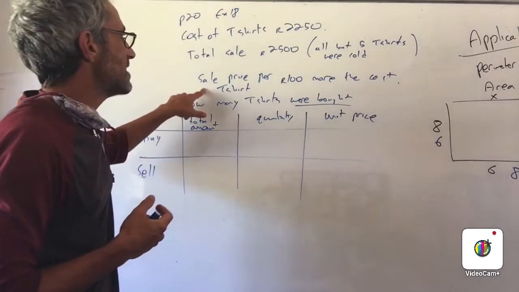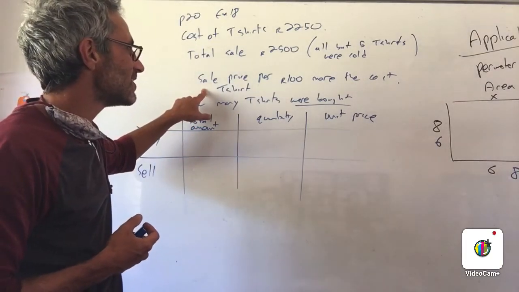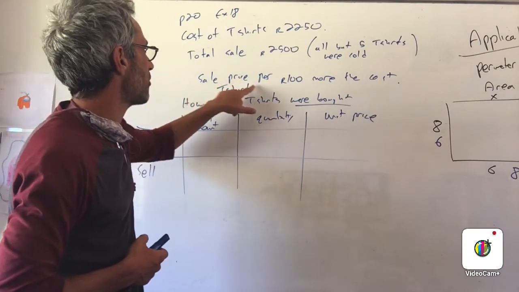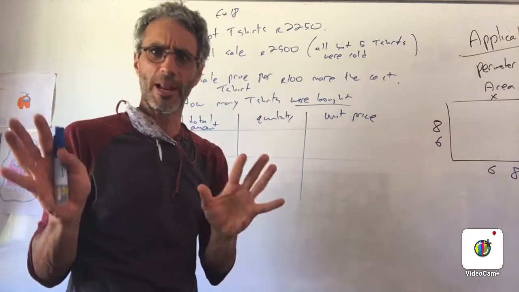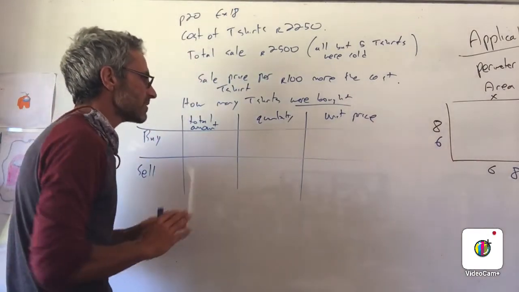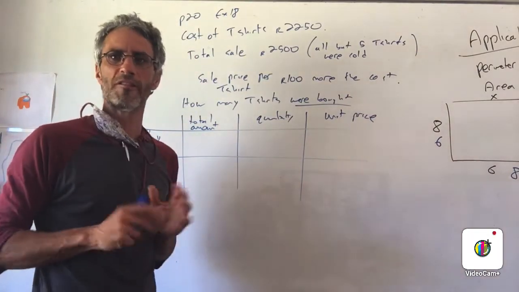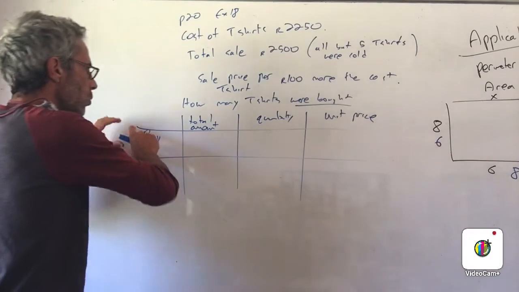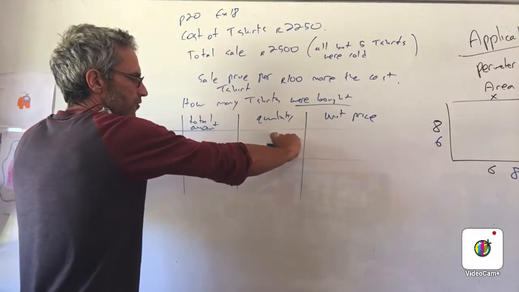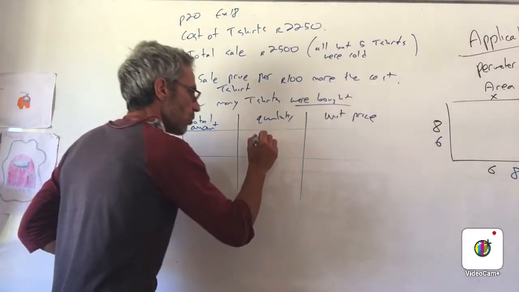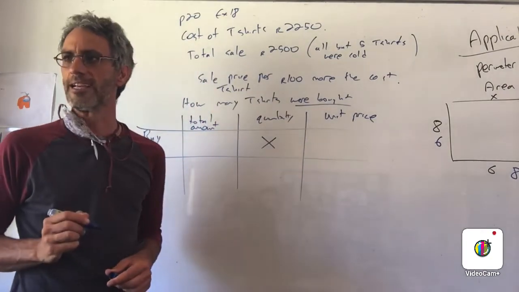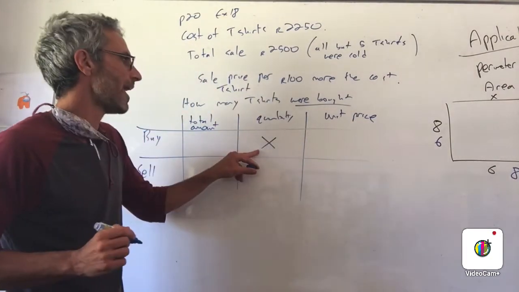The sale price per t-shirt was $100 more than the cost. Okay, we'll explain that in a second. So what I suggest you do here is write all the information in a table. So we bought a certain amount of t-shirts. We don't know how many, that's what we're trying to find. So when you don't know what something is, just call it X. So we bought X t-shirts.